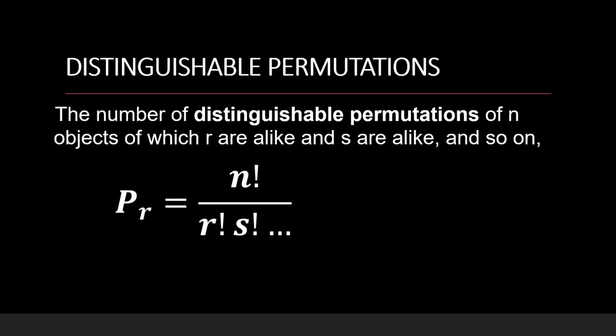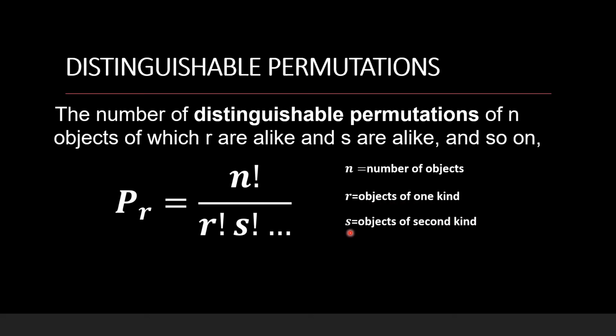The number of distinguishable permutations of n objects of which r are alike and s are alike and so on can be found using this formula: permutation equals n factorial over r factorial times s factorial, and so on. n stands for the number of objects, r stands for the objects of one kind, and s stands for the objects of the second kind.